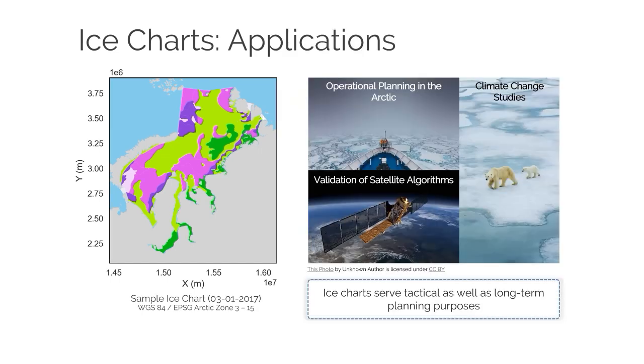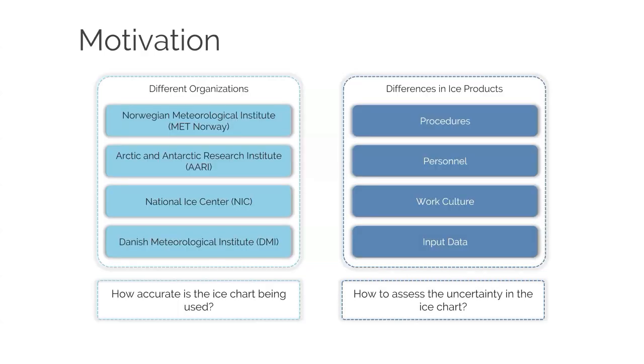These ice charts are very useful in the Arctic when you are planning some particular operation. They're also useful when you're doing climate change studies or validating satellite algorithms. What we wanted to find out is, you have sea ice charts from 5 different organizations. How do they compare to each other? They are supposed to represent the same thing at the same time, but do they report the same value? We were trying to analyze that.